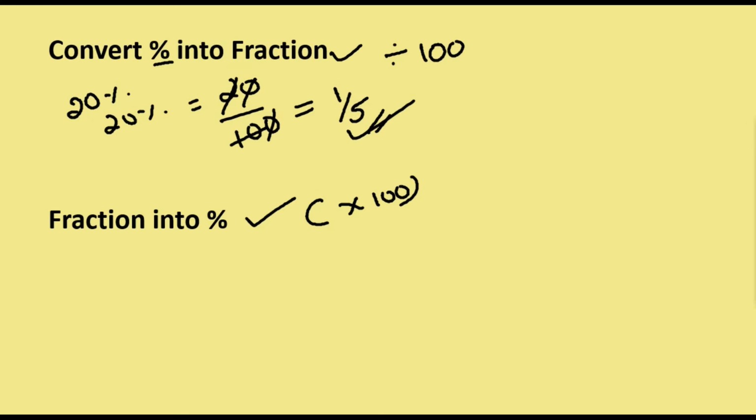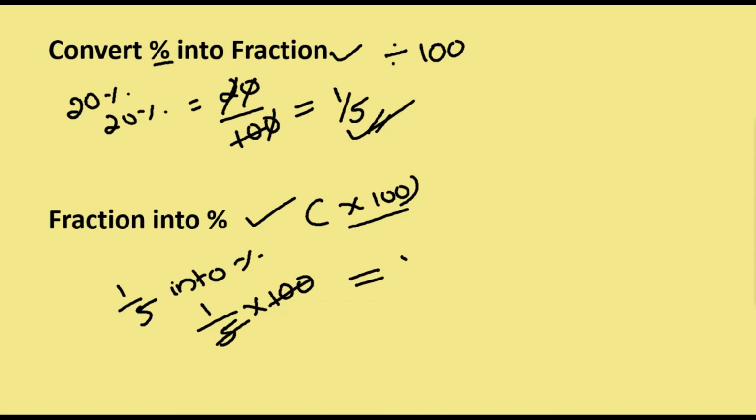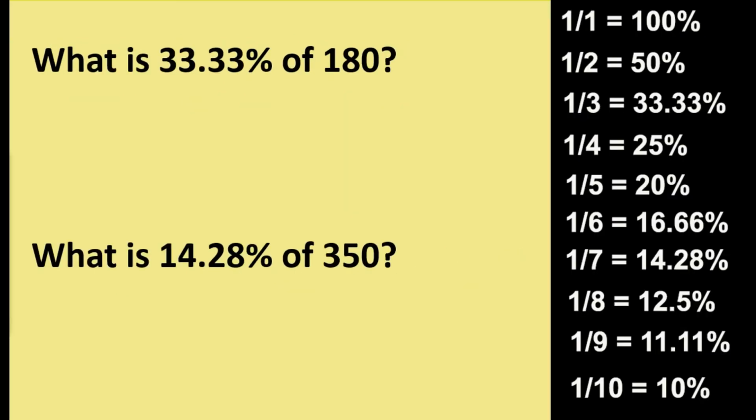Fraction into percentage is multiplied by 100. So they are asking us to convert 1 by 5 into percentage. What do we do? Yes, 1 by 5 into 100. The 5 cancels 100, and we get the answer 20 percentage. So in this case it is converted into 20 percentage.